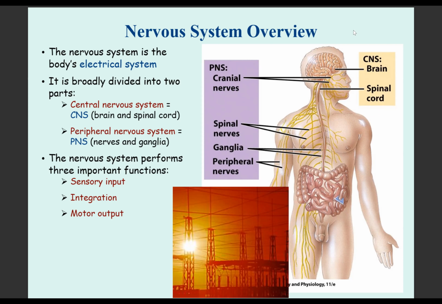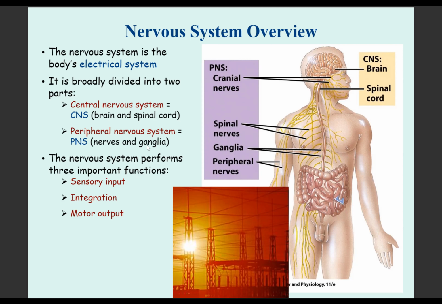So basically the nervous system is divided into two main parts. We have the central nervous system, which is located at the midline, which is made up of the brain and then the spinal cord. And then the peripheral nervous system, which is made up of the nerves that are connected to the brain, which are known as the cranial nerves, and those that are connected to the spinal cord, which are known as the spinal nerves. So the peripheral nervous system will be made up of the nerves and the ganglia system.